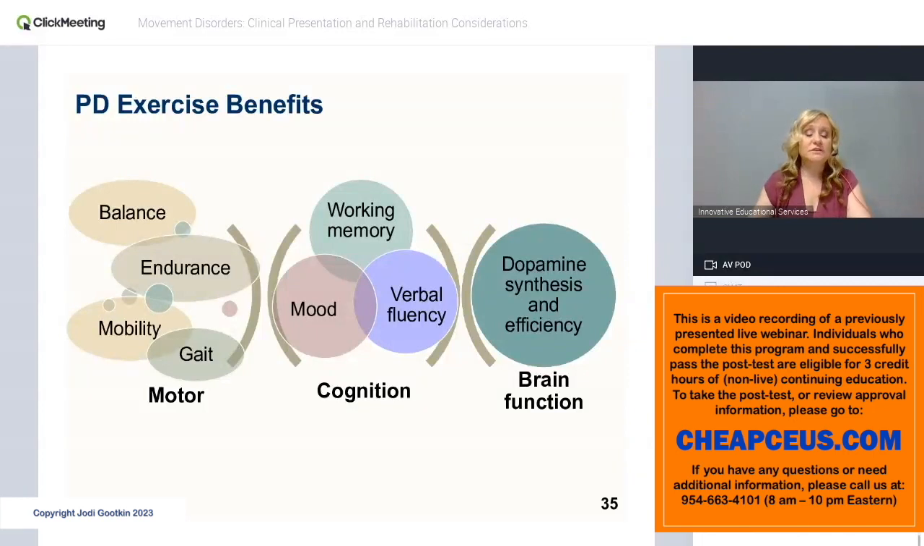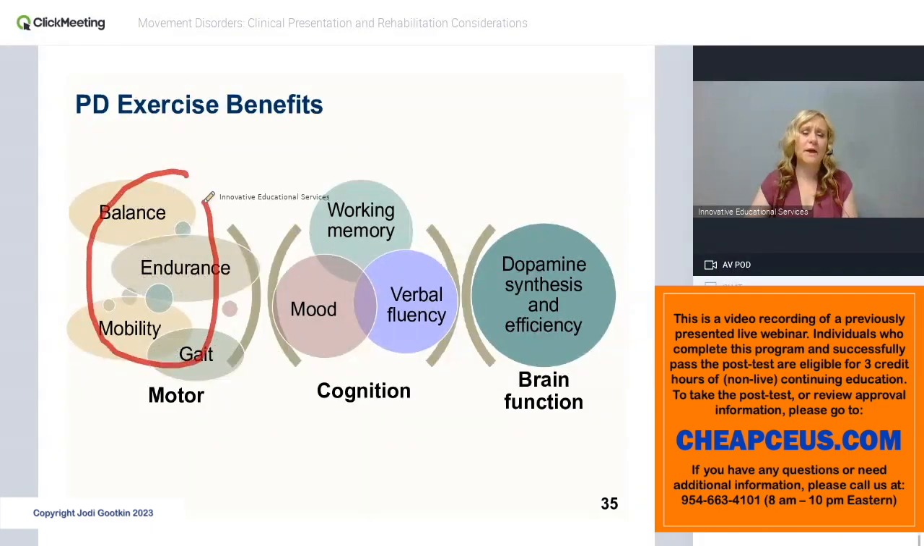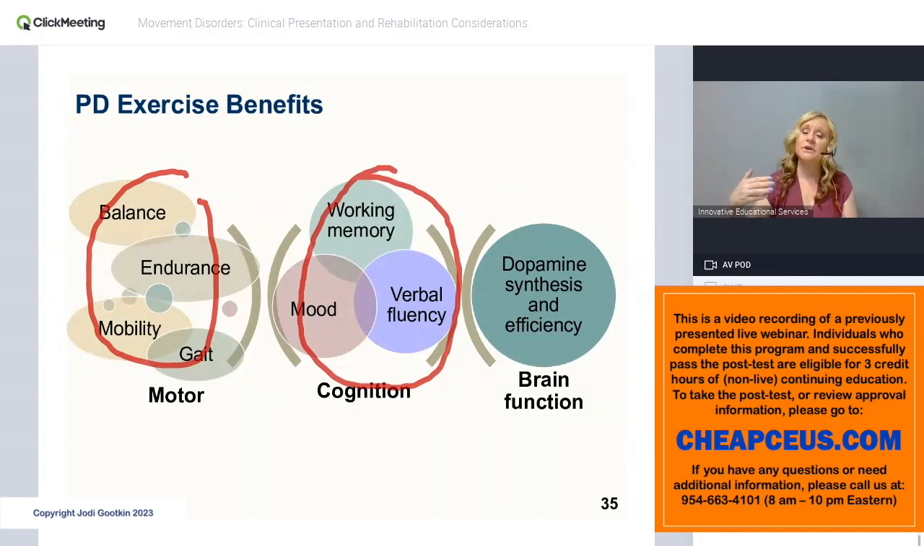Exercise also increases body awareness. It can increase quality of life, emotional health, and well-being. So there are a lot of different positive effects. It could be a way for them connecting with their community, with their caregiver in a different way. We know about all the different motor benefits. And then, as I said, they're finding that working memory and mood is also improved for individuals, that mental health component to combat some of the depression that individuals might be more prone to.